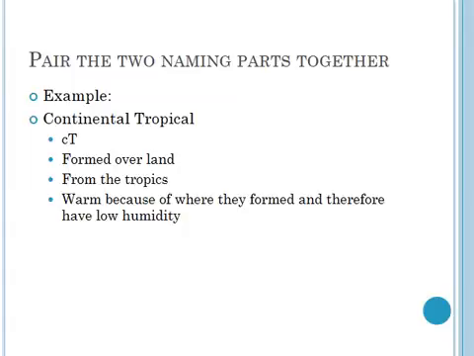So what does that tell us about the air? Well, it's warm because of where it formed, and therefore it has low humidity. We know that it has low humidity because it formed over land, over the continents. There's not as much humidity relative to water. Now, yes, you can have humid air, however, it's dependent upon where it forms. Forming over the ocean is absolutely going to give you more humidity than forming over land.